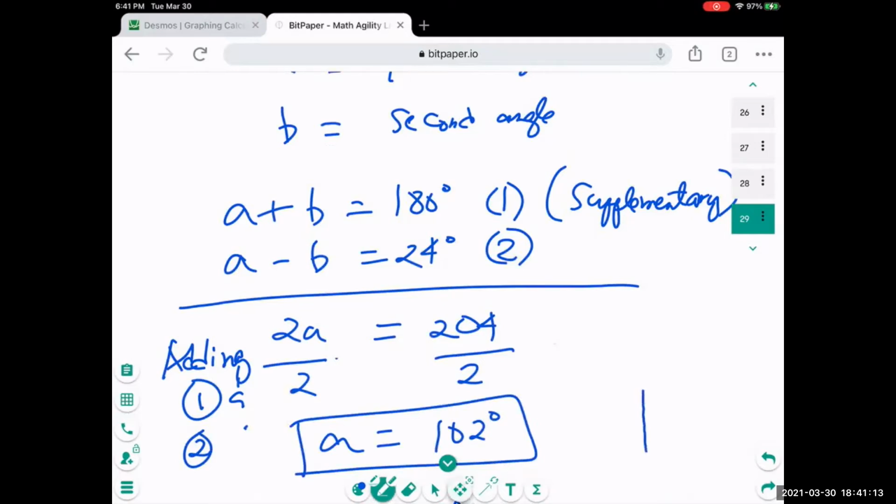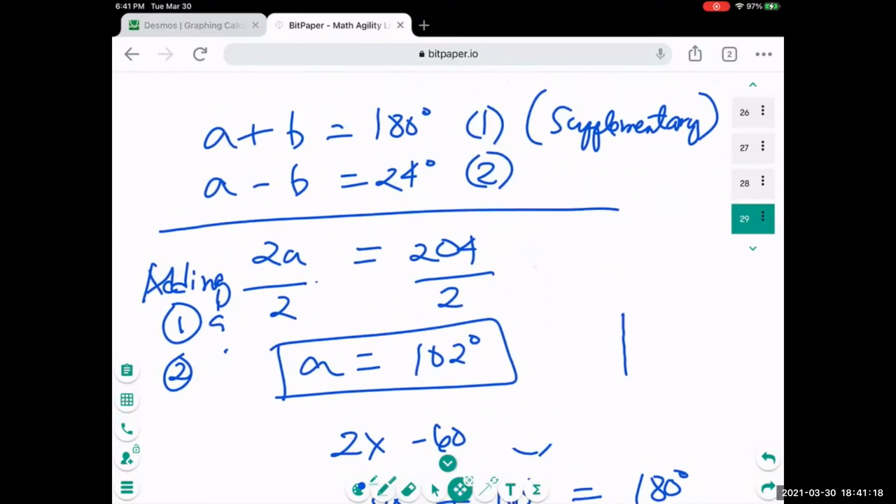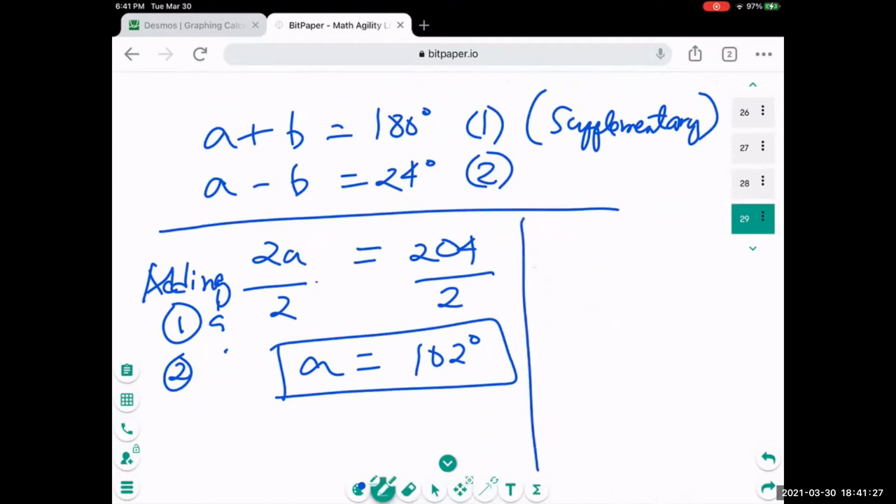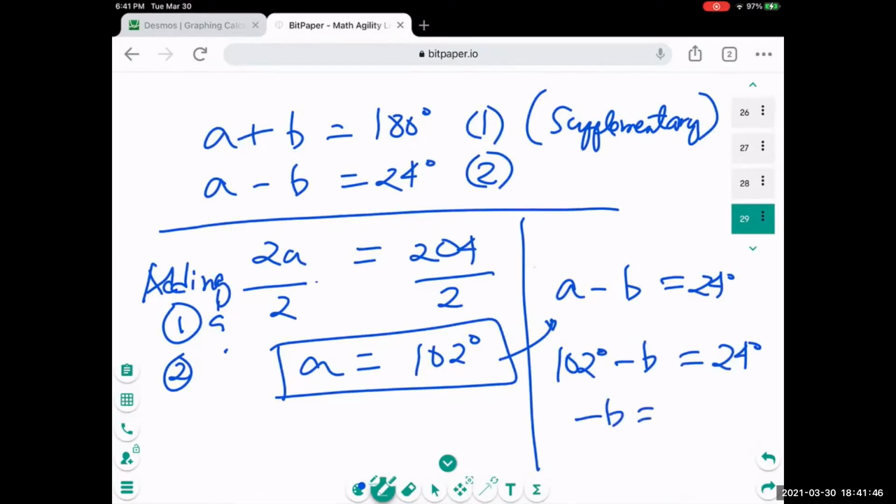So angle B is... it says yung sa equation 2, gamitin natin yung equation 2, A minus B is 24 degrees. So substitute natin yung value ng A dito sa equation. So 102 degrees minus B is equal to 24 degrees. So ang lumalabas, negative B. Lipat natin yung 102 degrees dun sa kanan. So right side of the equation. So positive siya, magiging negative. Tama.